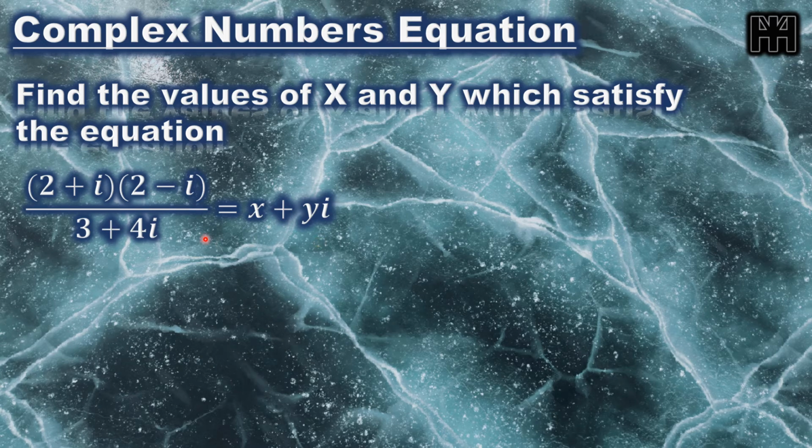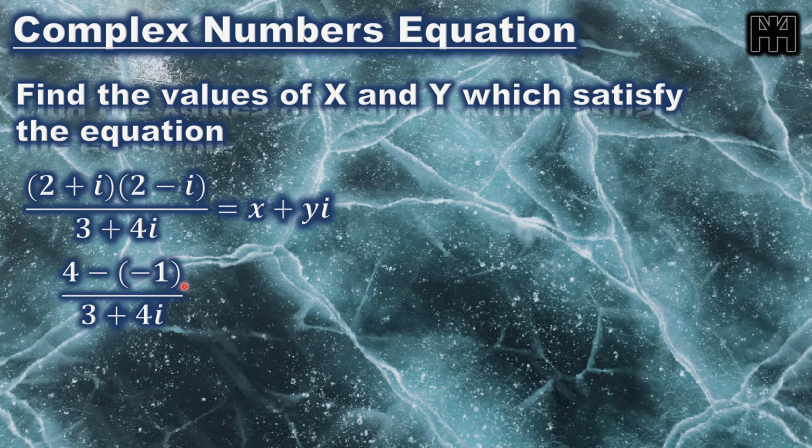But as you see here, these two brackets are conjugates. 2 plus i and 2 minus i are conjugates. So you can use the difference of two squares to simplify it easily. So it will be 2 squared minus i squared over 3 plus 4i. Okay, so 2 squared will be 4, minus i squared will be negative 1, over 3 plus 4i. To get rid of the 3 plus 4i, we need to multiply it by the conjugate up and down.